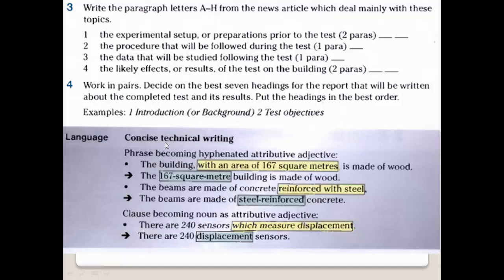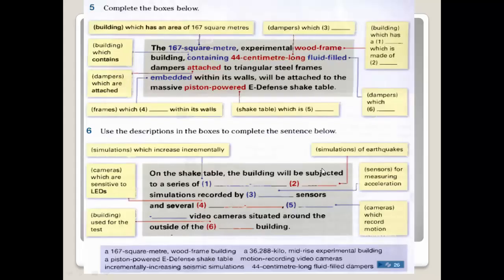Then, concise technical writing. A phrase becoming a hyphenated attributive adjective. As in a building with an area of 167 square meters, these are attributive adjectives which are making features of the building. All square meter ones are reinforced, set with steel reinforcement. Those in the box are called attributive adjectives. Next one, complete the box below. Building which has an area of 167 square meters, dampers. So from this passage, we need to complete the proper places.